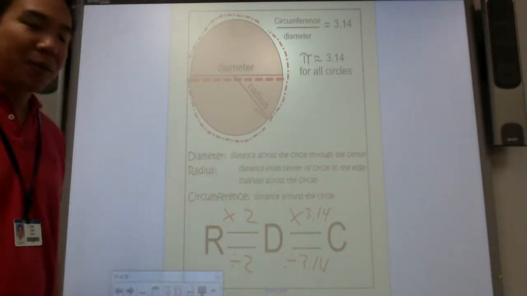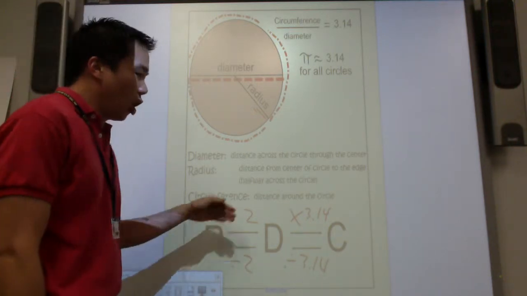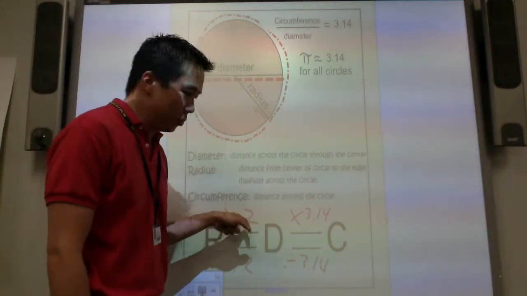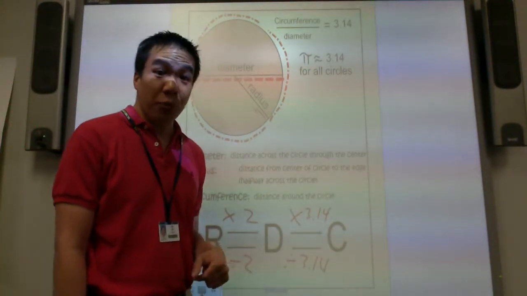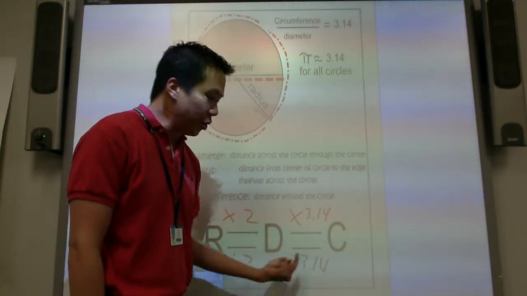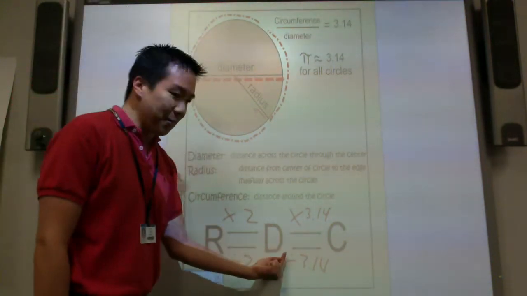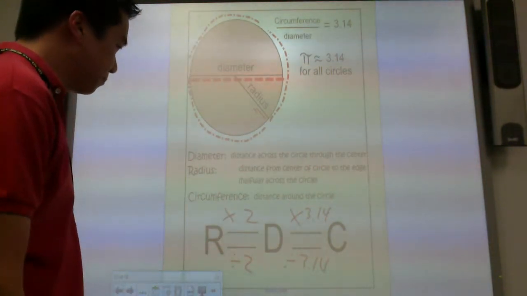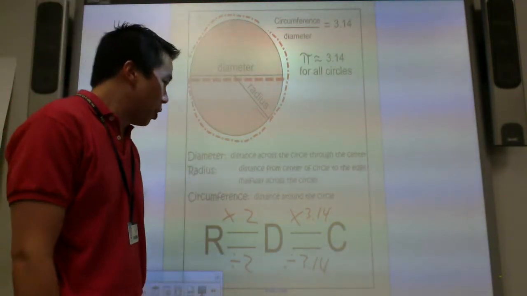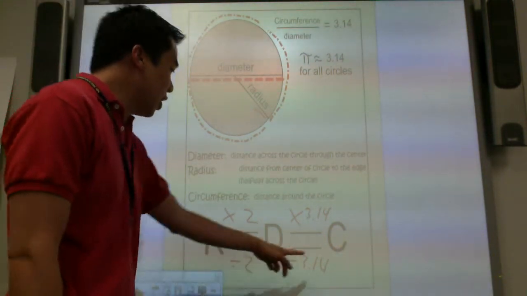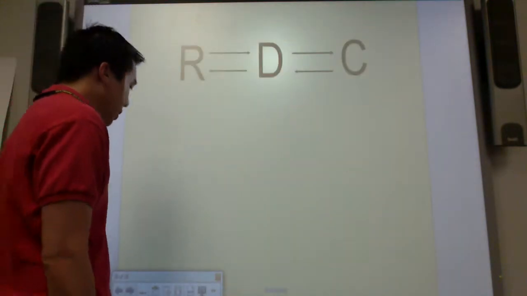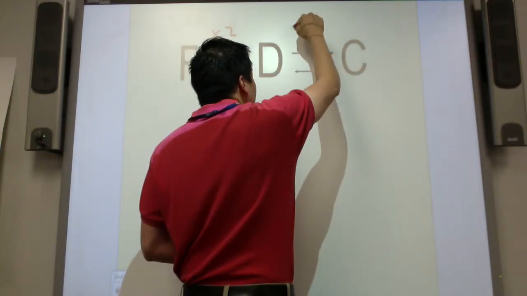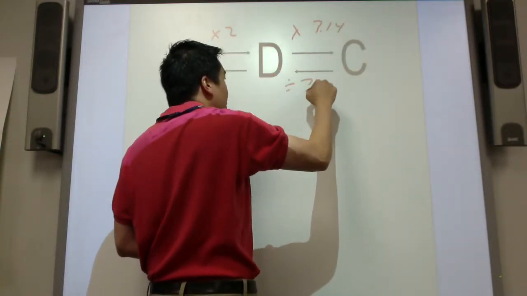This is something you may want to memorize to help you during tests. RDC. To turn a radius to a diameter, you times 2. To turn a diameter to a circumference, you multiply by 3.14. To turn a circumference to a diameter, you divide by 3.14. To turn a diameter to a radius, you divide by 2. So radius, diameter, circumference: multiply by 2, multiply by 3.14, divide by 3.14, divide by 2. To go backward, you divide by 3.14.